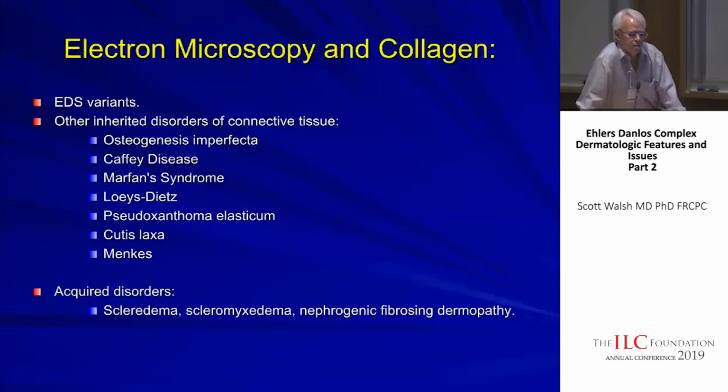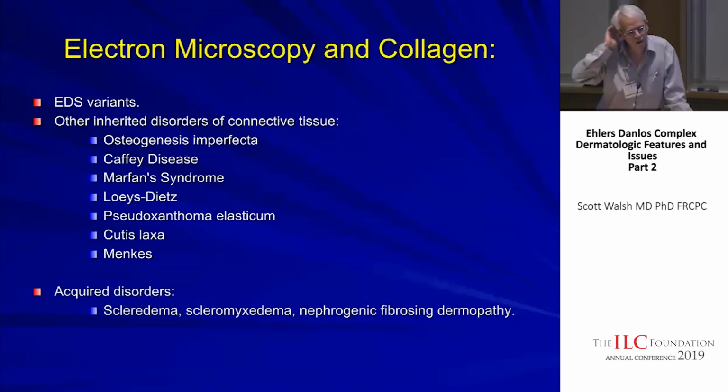So when can electron microscopy be helpful? Any abnormality of collagen, so inherited disorders of connective tissue. When you affect a protein in the matrix or the elastin, it affects the size and quality of the collagen as well. So we see these abnormalities in all of them. It's not specific to Ehlers-Danlos, although different abnormalities do favor certain types of Ehlers-Danlos.